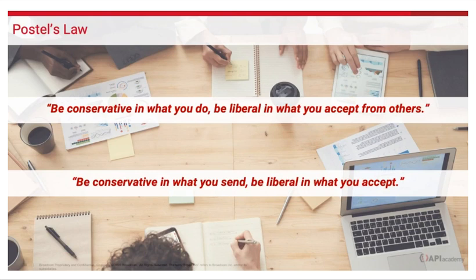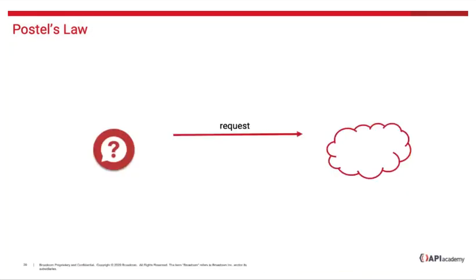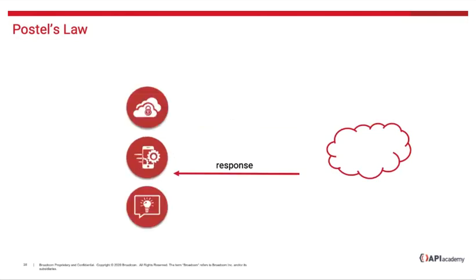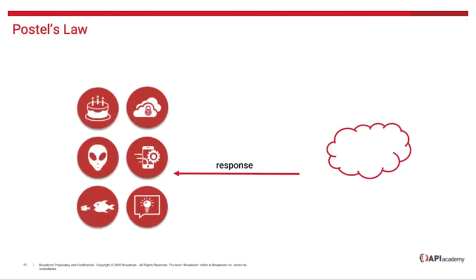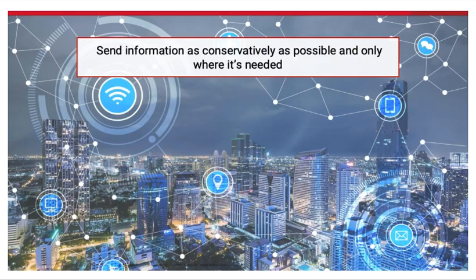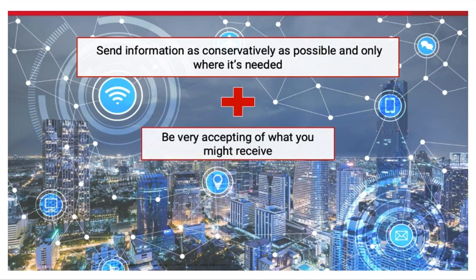Let's take a look at an example. When I send a request, I get a response back. Maybe I was expecting 3 elements, but I received 6 elements. So I'm just going to pick those 3 elements that I need. This is the best way for the API world to be working. When you are writing distributed components, you want to send information as conservatively as possible and only where it's needed. And, at the same time, you want to be very accepting of what you might receive.